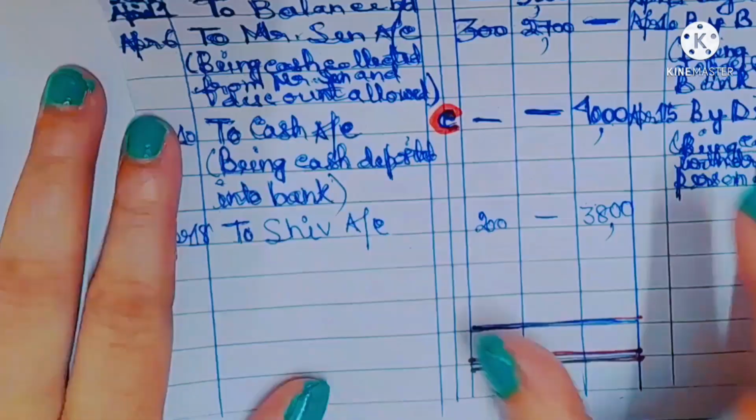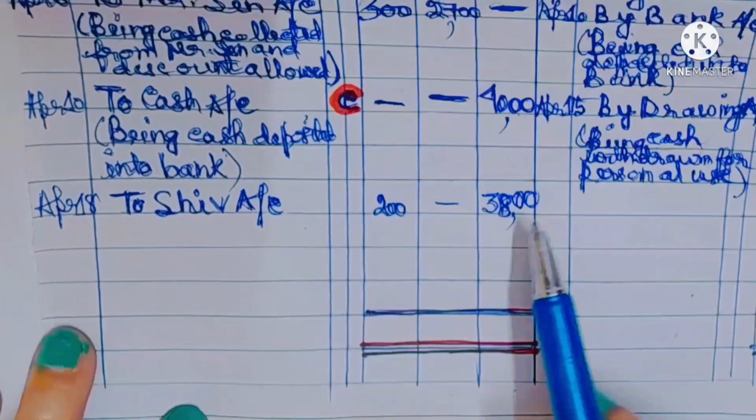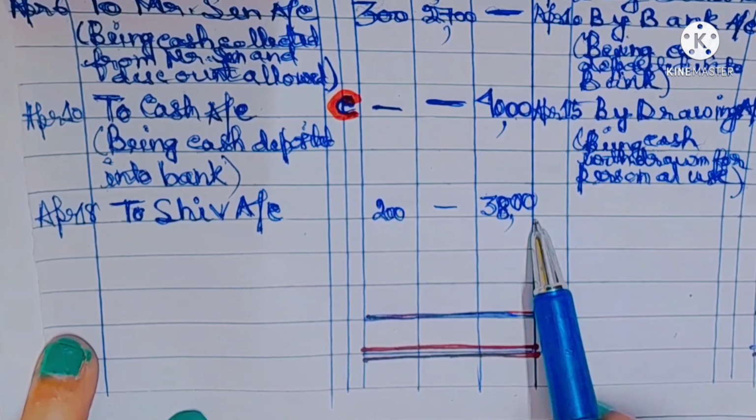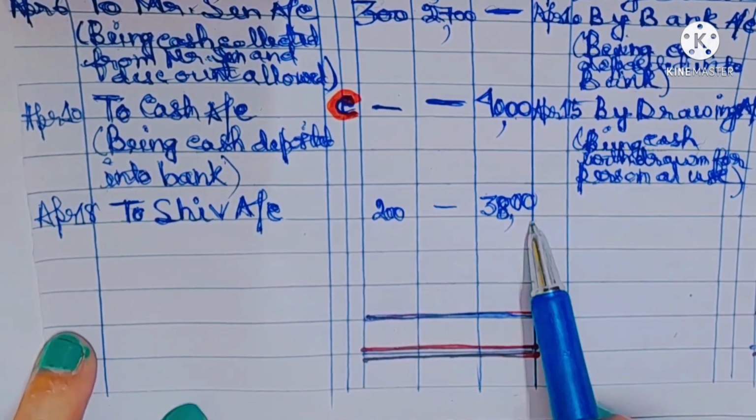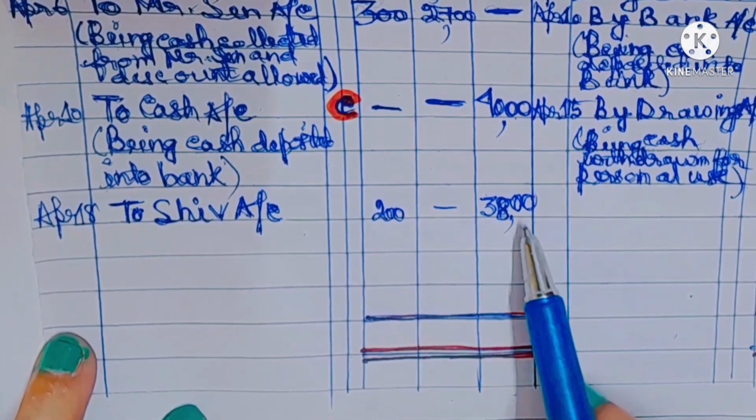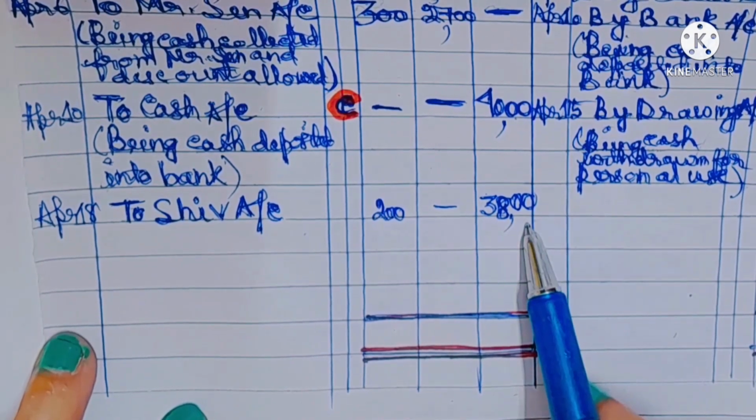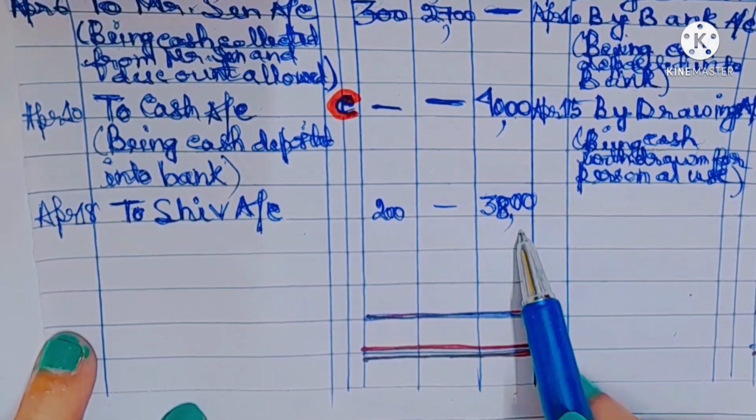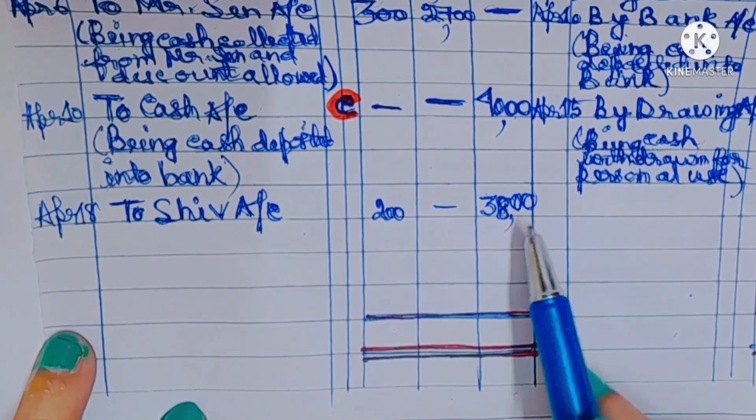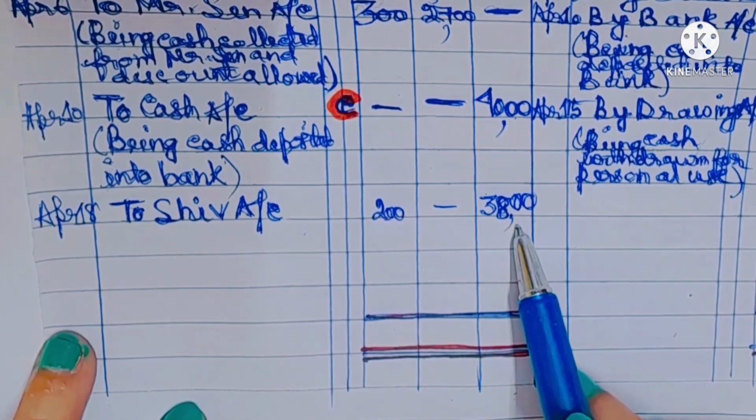Understood? Moreover, bank column represents bank account. Bank account comes under personal account. According to personal account, the receiver of the benefit is debit. Here, when check is received from Shiv, bank is the receiver of the benefit. So, bank account will be debited by rupees 3800.